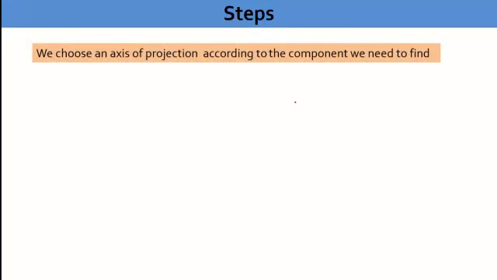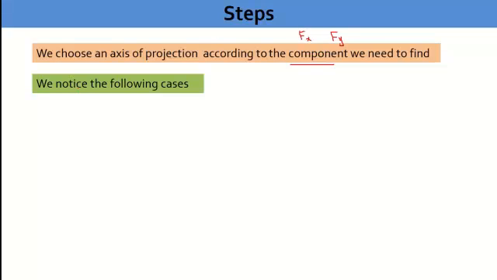So the first step, we choose an axis of projection according to the component we need to find. So if you want to find, for example, the component Fx, then I must choose the x-axis. If I want to find the component Fy, then I choose the y-axis.